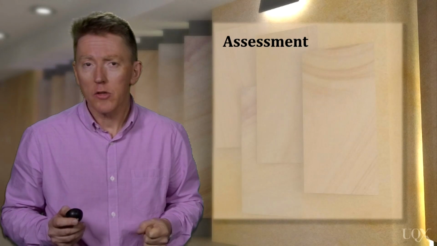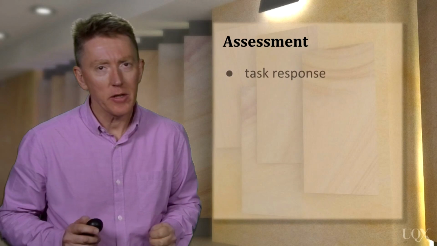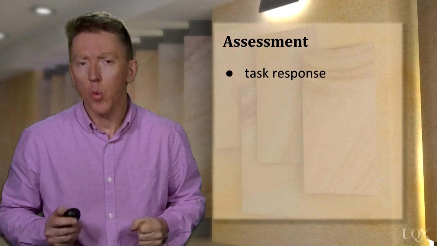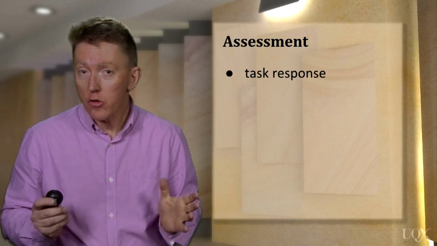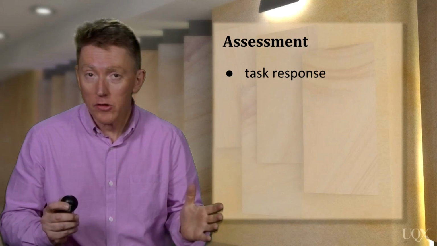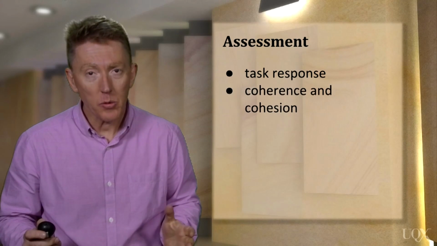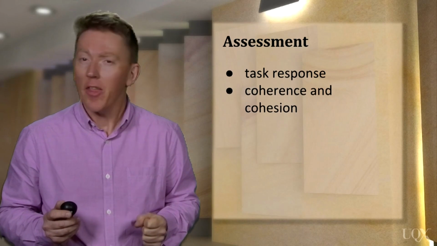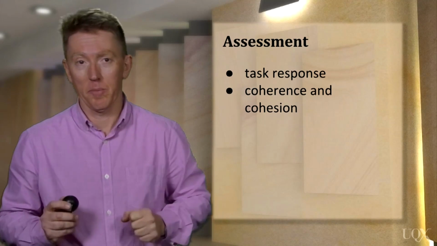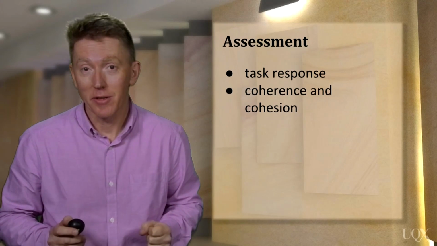The examiner will assess your essay in 4 different areas. Firstly, task response. In other words, how well you answered the question. Your essay should address the question and have a clear position, supported by reasons and examples. Secondly, coherence and cohesion. This means that your essay is organised logically and has a clear structure, with an introduction, a body, and a conclusion.